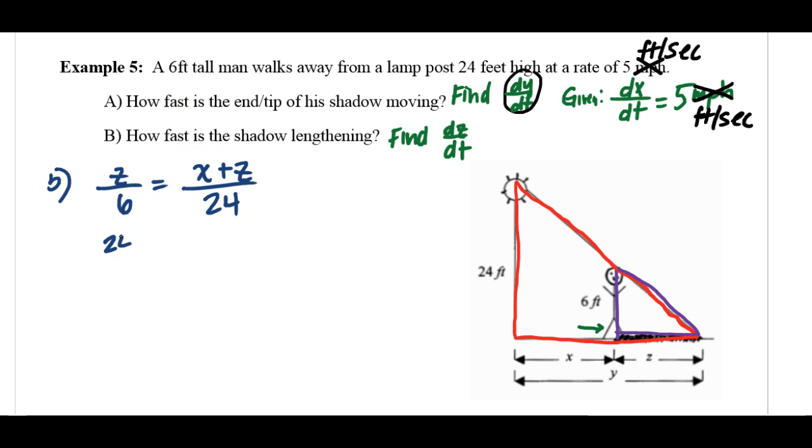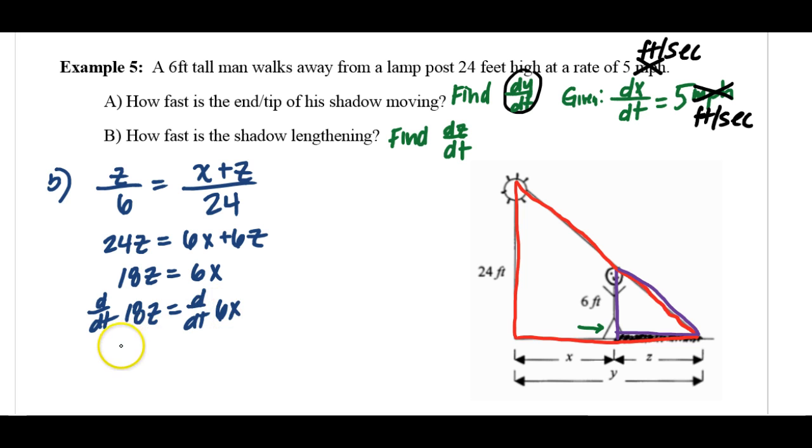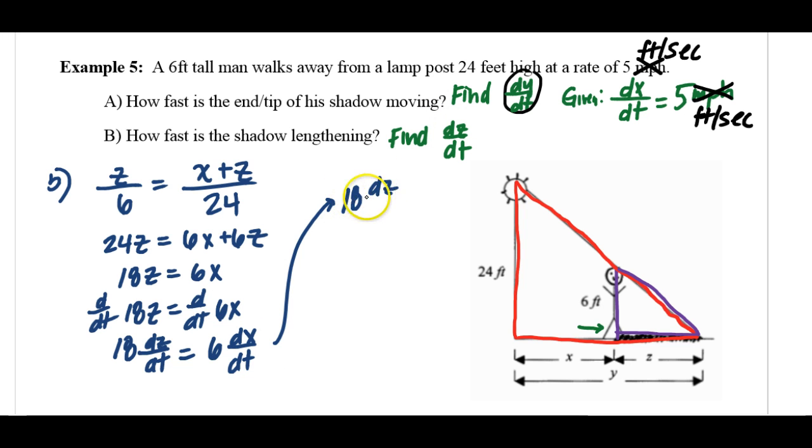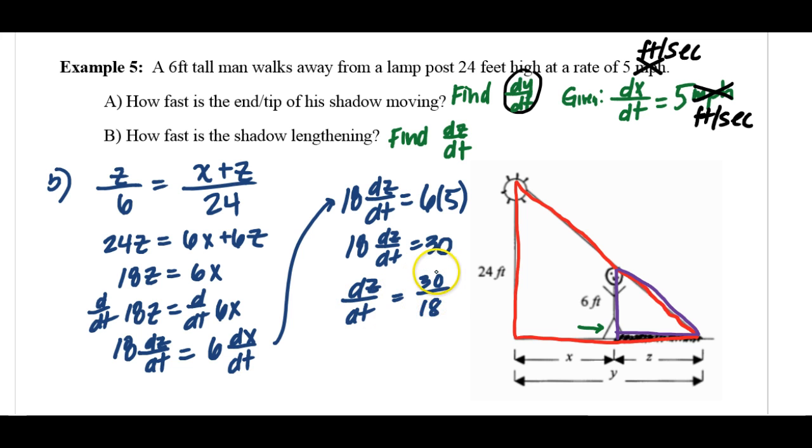And so now we're going to cross multiply again. So we're going to get 24z equals 6x plus 6z. And then if we subtract the 6z to the other side, we're going to get 18z equals 6x. And then we differentiate both sides with respect to time. So d/dt of 18z and d/dt of 6x. So 18 dz/dt and 6 dx/dt is our derivative using implicit differentiation. And this time we're trying to find dz/dt. So we'll have to bring it up here. So 18 dz/dt equals 6, and my dx/dt was 5. So I have 18 dz/dt equals 30. So dz/dt is going to be 30 over 18, which is going to reduce down to 5 over 3.